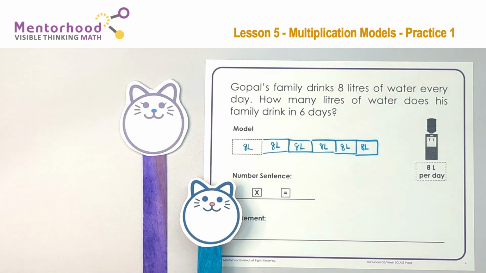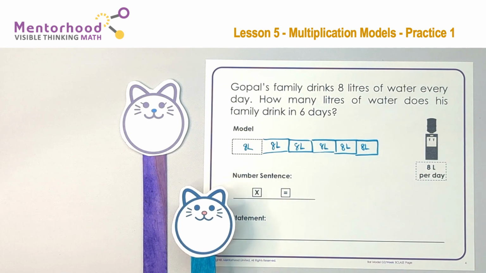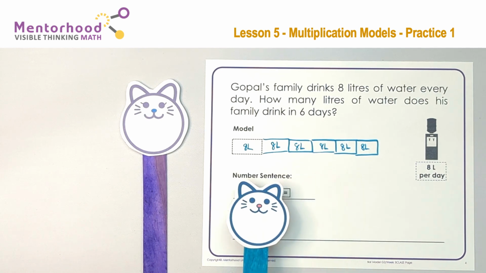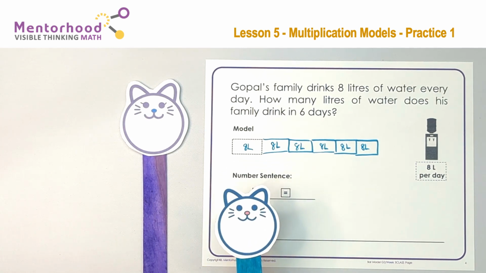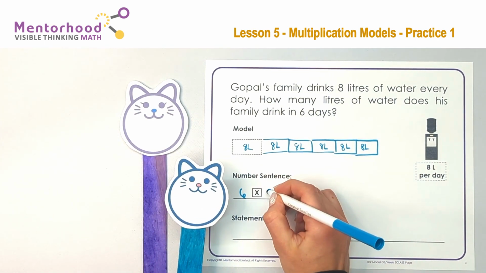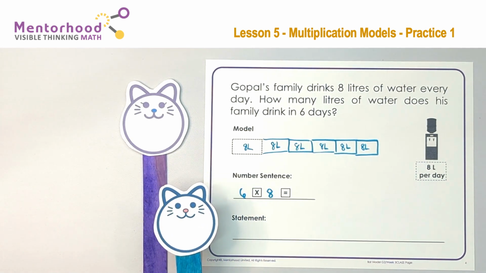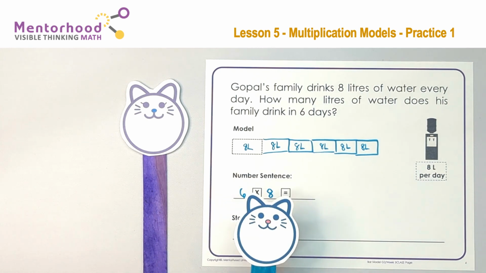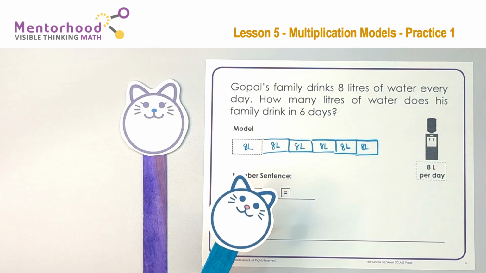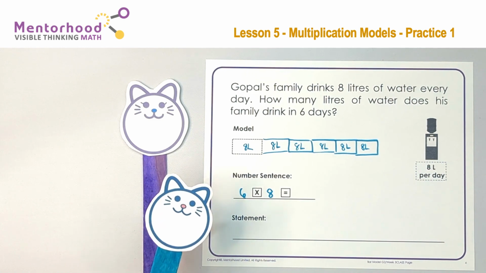All right, now what would our number sentence be? Well, we've got 8 here, lots of them. How many of them do we have? We've got 6 of them. So we've got 6 groups of 8. 6 times 8, which is the same as 8 times 6 if I wanted to do it that way. Okay, pause the video and figure out what 6 times 8 is, because I'm going to tell you in 3, 2, 1. 6 times 8 is 48.